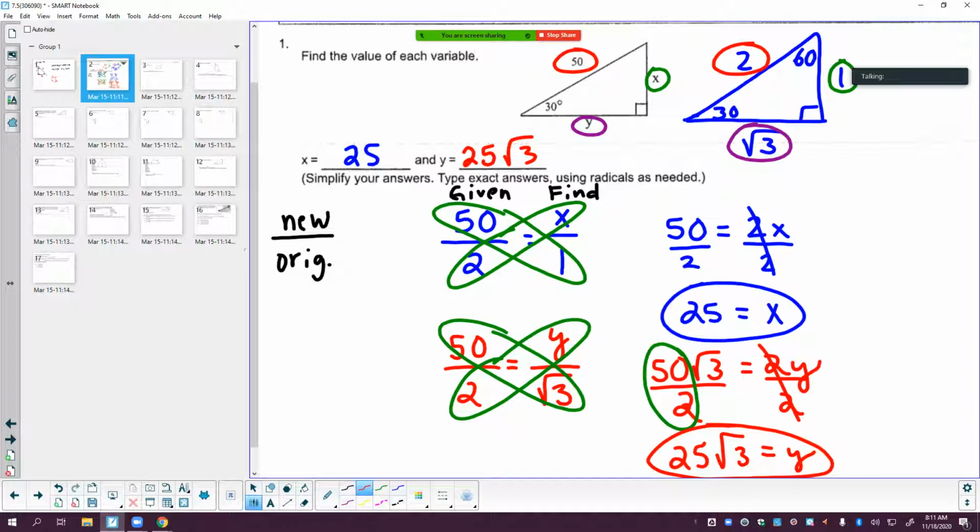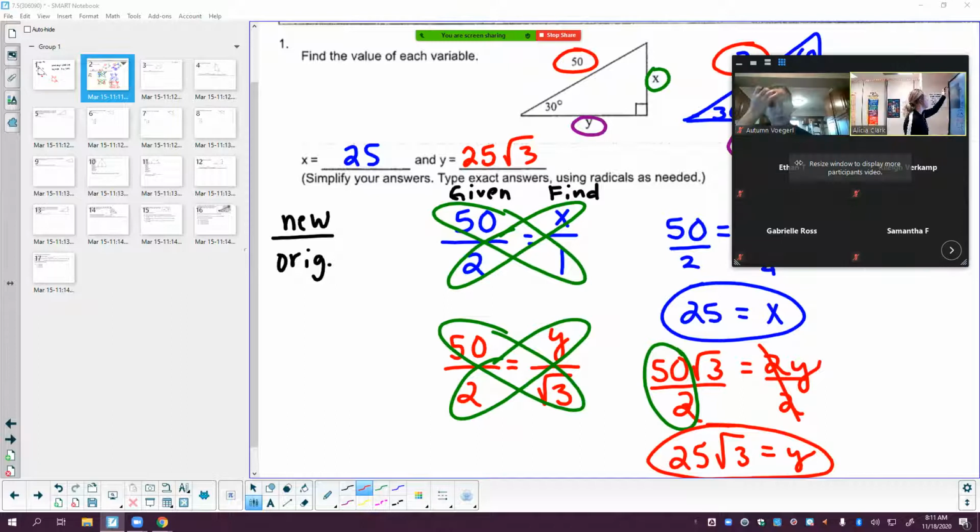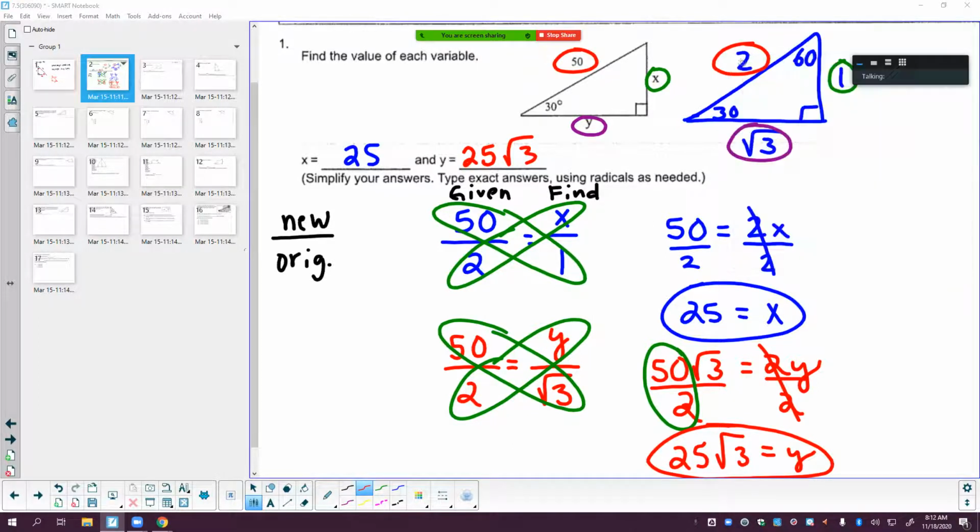Any questions on setting up that proportion or solving that or anything like that? If you guys have a question, you can unmute yourself and just ask me, and I will answer that for you. Okay. Good so far?